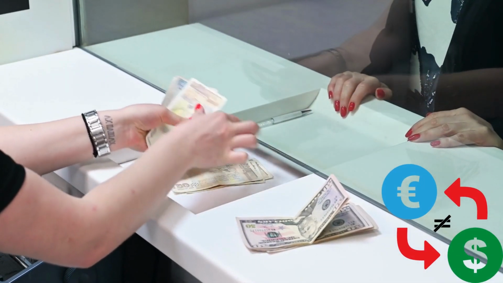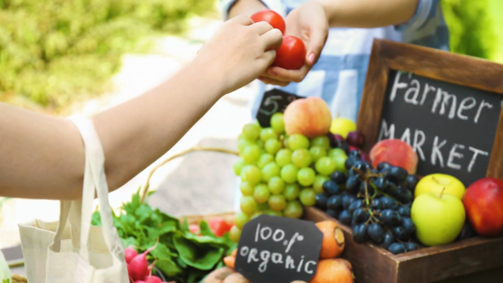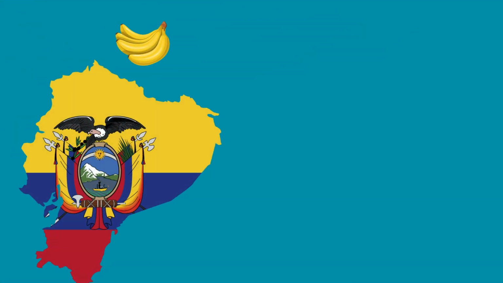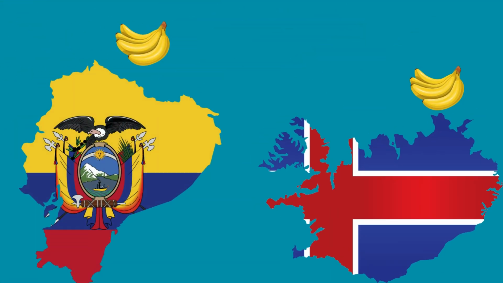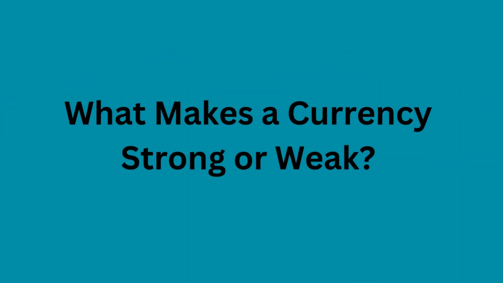Section 1. Sam's Travel Money Mystery. So Sam learns a valuable lesson. 1 USD is not equal to 1 euro. 1 USD is not equal to 1 Kenyan shilling. But why? Think of currencies like products in a market. Just like bananas can be cheap in Ecuador but expensive in Iceland, currencies have different values based on supply and demand.